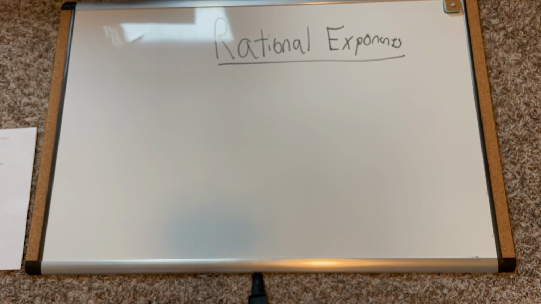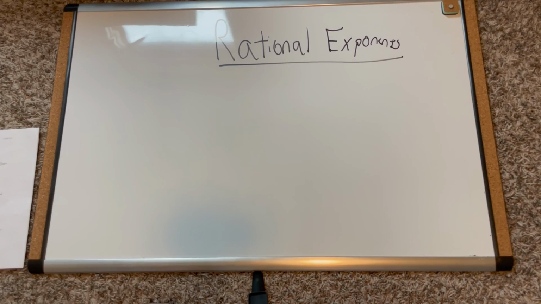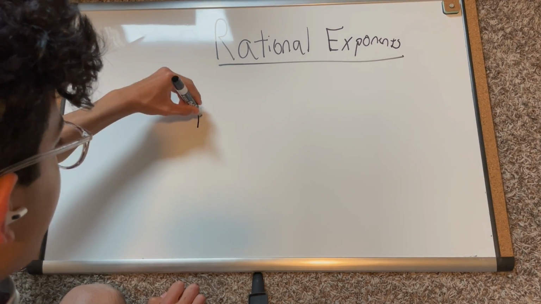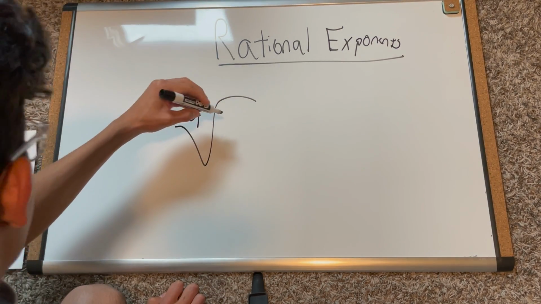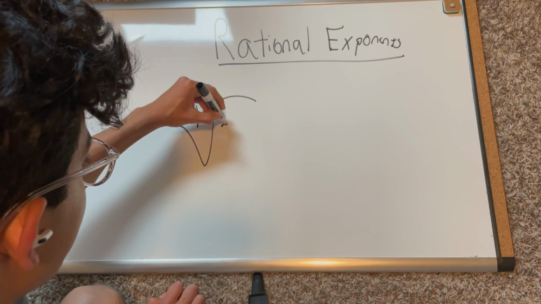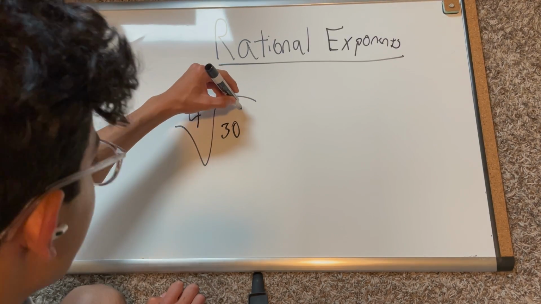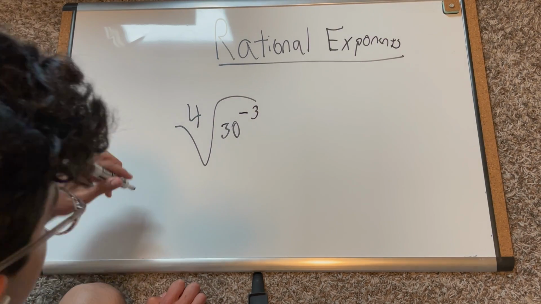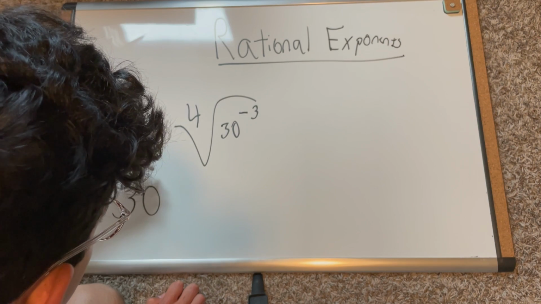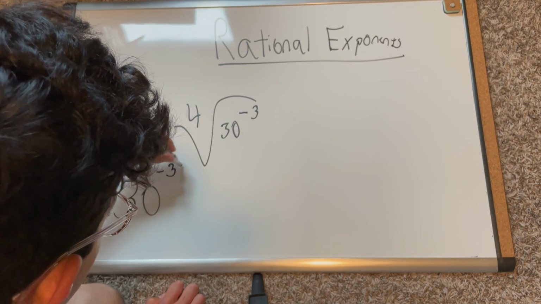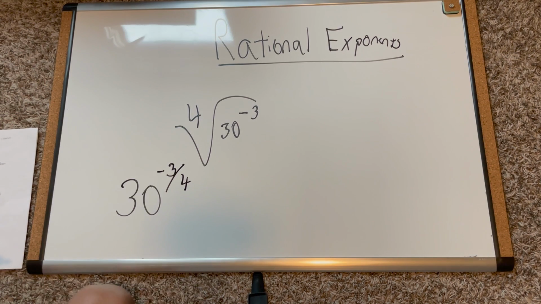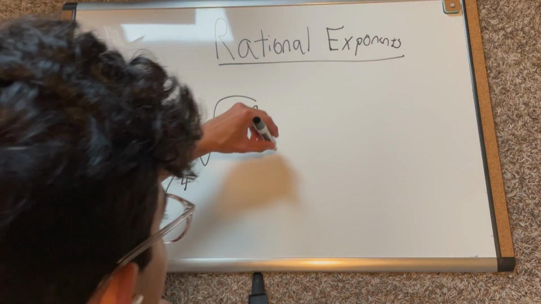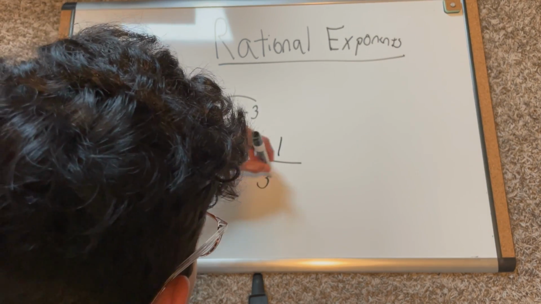So the next problem is the same situation. We're converting it to a power of an integer, and we have 4th root of 30, negative 3. So here we do 30, negative 3 over 4. But look at this. We have a negative fractional exponent. So if we want to get rid of that, we have to flip it. Meaning we have to do 1 over 30 to the 3/4.